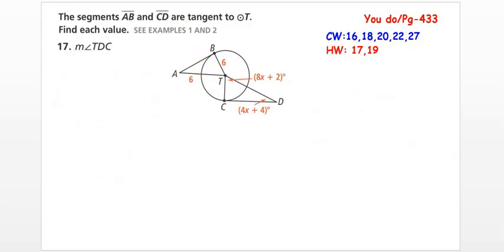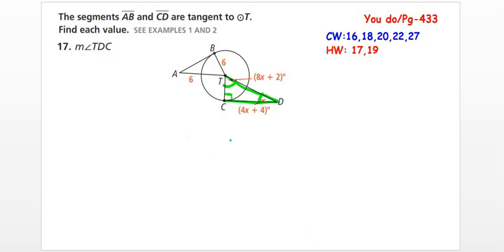Now question number 17 says find the value of angle TDS. Where is angle TDS? So let me make it for you. This is point T, and this is point D, and this is point C. So they want us to find this angle TDC, right? Or in simple words, they want us to find angle D. Now to get the value of angle D, we have this angle, it's given 8x plus 2, and this angle is given 4x plus 4. As you know, this triangle will always be a right angle triangle.